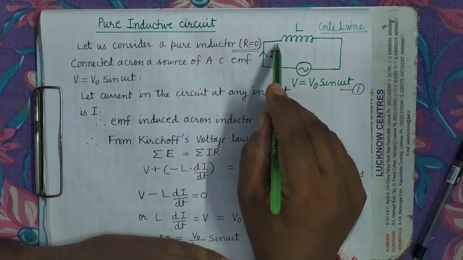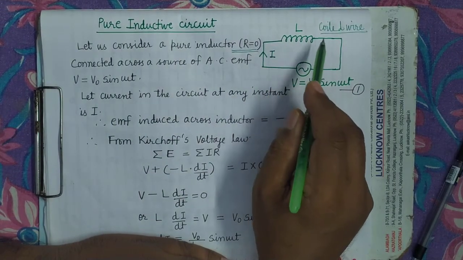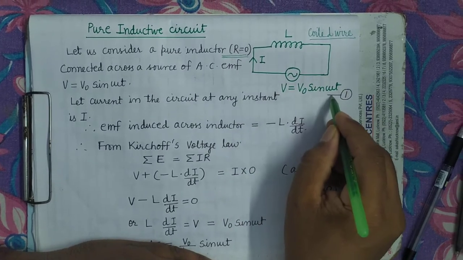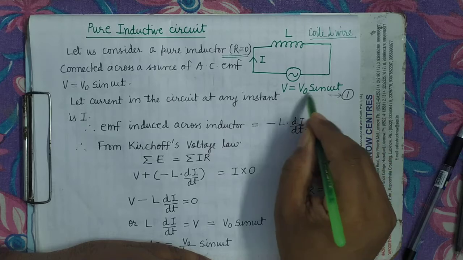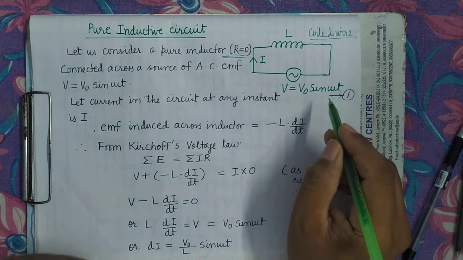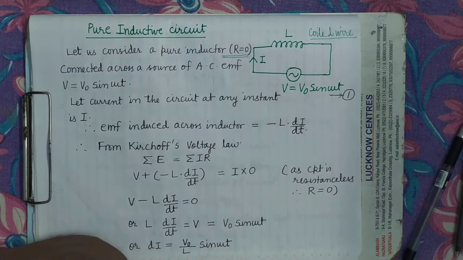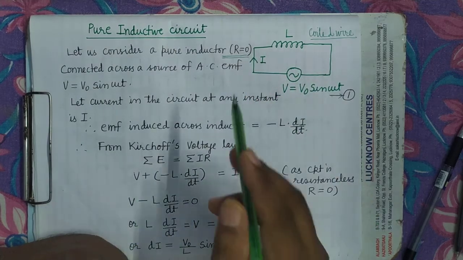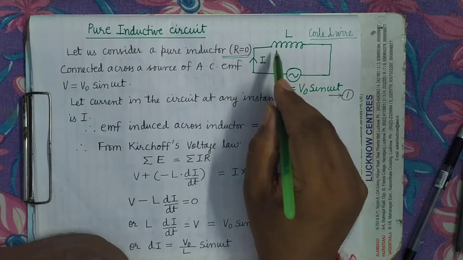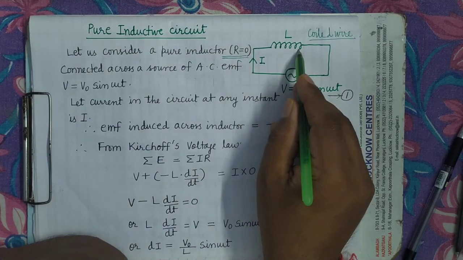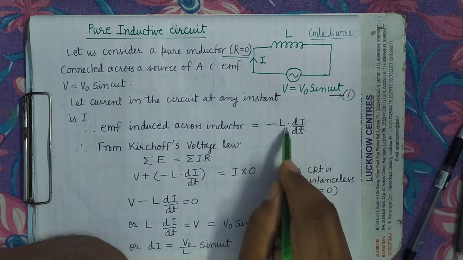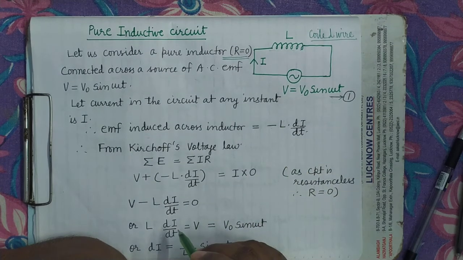So here we have assumed that there is a coil whose inductance is L, and it is connected to a source of alternating voltage V equals V naught sine omega t. Let at any instant current in this be I. At any time t current is I. So what will be the self-induced EMF here? Self-induced EMF is given by minus L di upon dt.